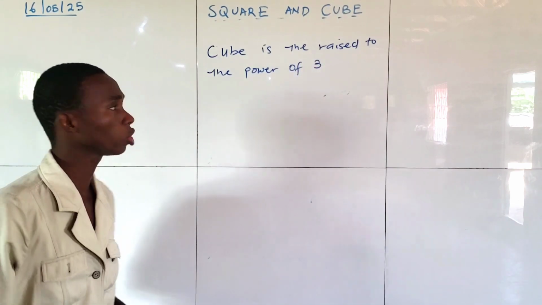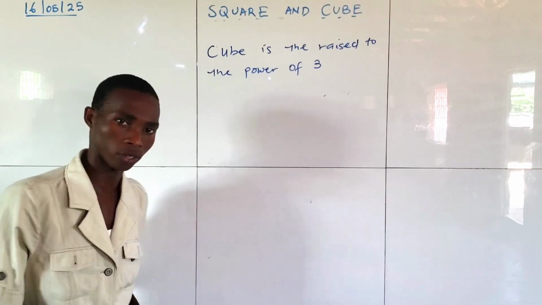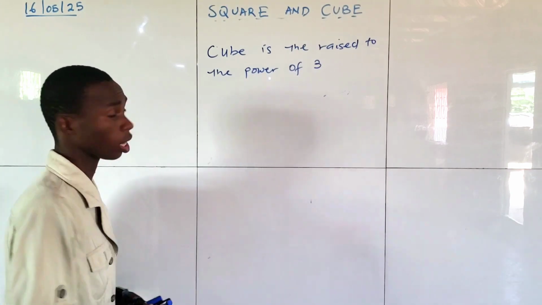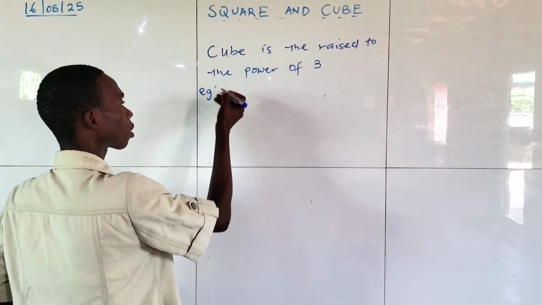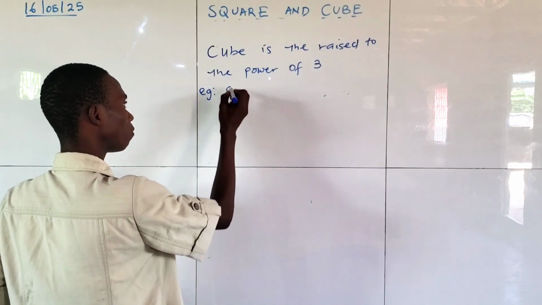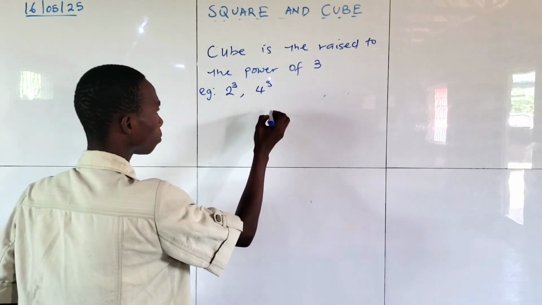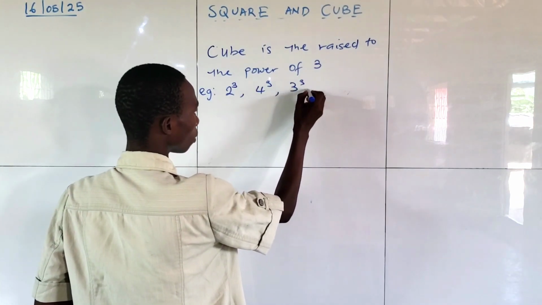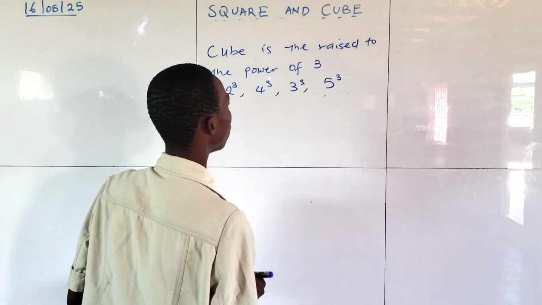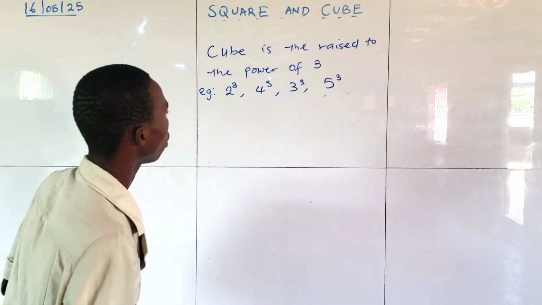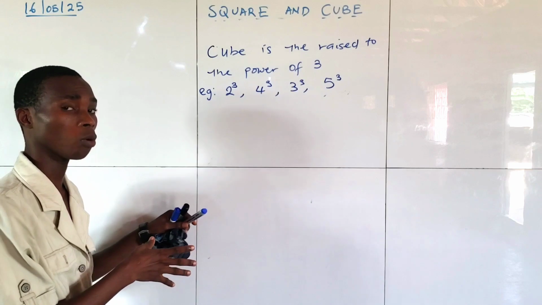Now, I want to talk about the cube. The cube is raised to the power of 3. If you have any number raised to the power of 3, that is that number cubed. Now, let's give some examples. We have 2 cube, 4 cube, 3 cube, 5 cube. These are some of the examples of a cube.